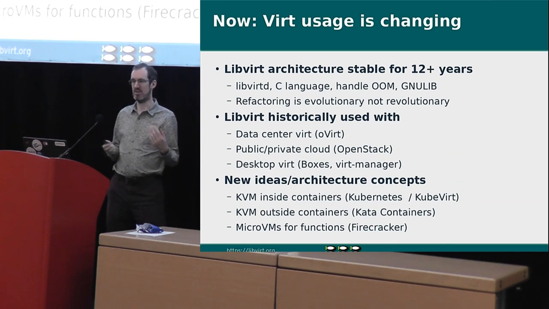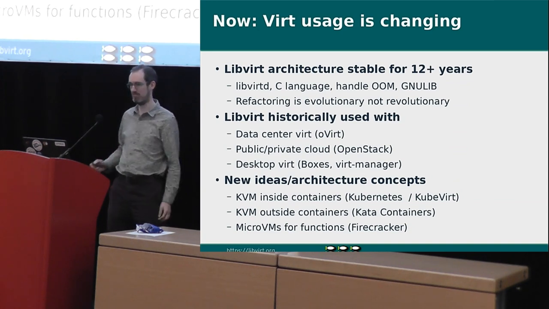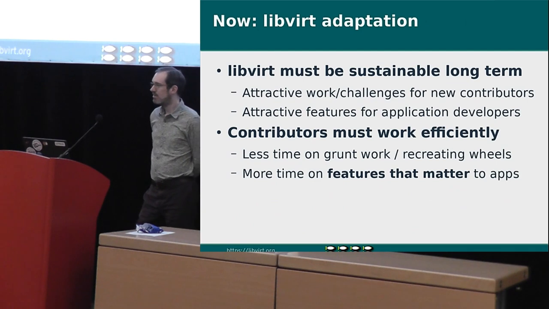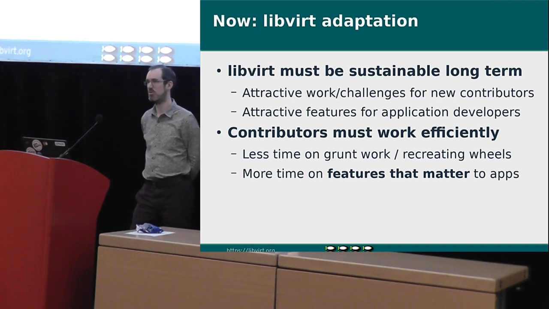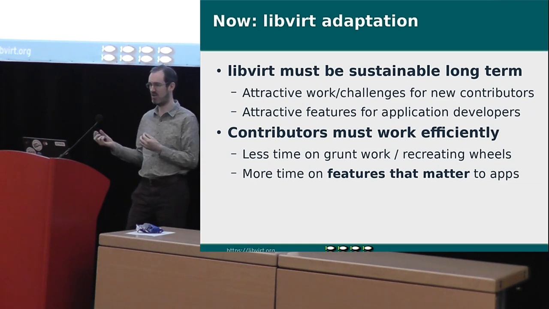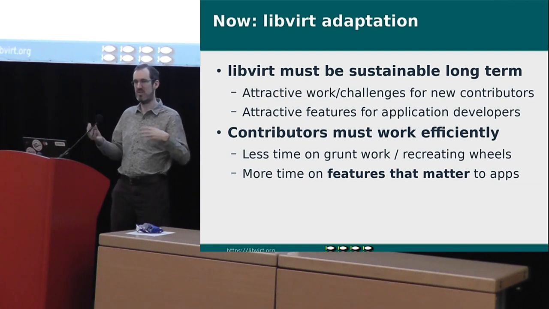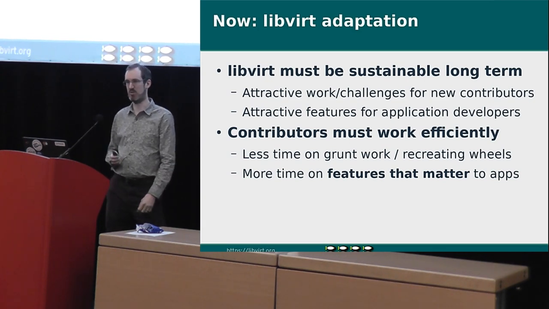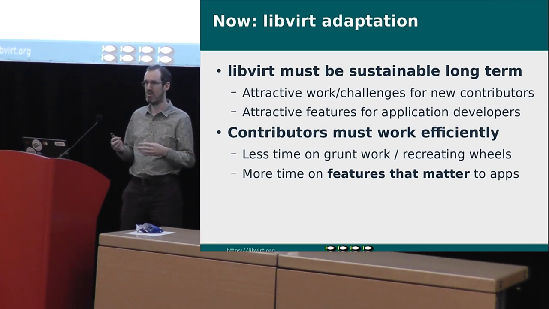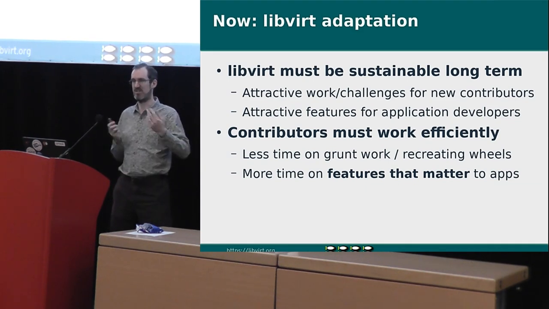So we've been thinking about what we can do to make Libvirt more suitable for these new technologies and new usage of KVM. The key theme, though, is that Libvirt needs to be sustainable over the long term. And this means two things. We've got to be able to attract contributors to the project, so they've got to have interesting and challenging things to work on, so they feel satisfied in doing something good for the Libvirt project. But at the same time, Libvirt has to be attractive for application developers who are building new technologies with KVM and QEMU or any of the other platforms that Libvirt supports. So there's two things we need to think about here.